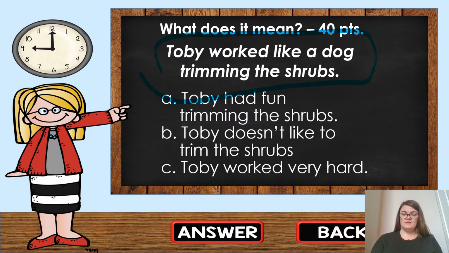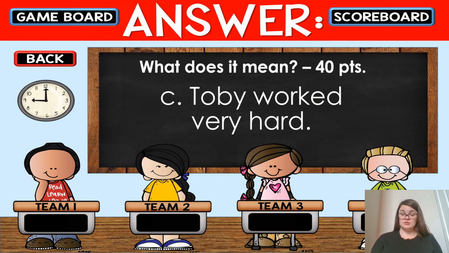This is our sentence. What is the meaning? A. Toby had fun trimming the shrubs. B. Toby doesn't like to trim the shrubs. Or C. Toby worked very hard. Which one of these is our answer? You should have chosen C. Toby worked very hard. Yes, he might not like it or he might like it, but saying that he worked like a dog means that he worked very hard. We use that comparison like to compare his work to the work of the dog.